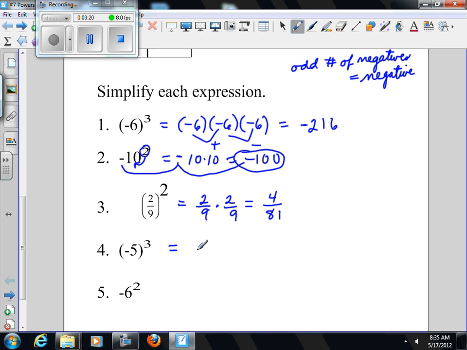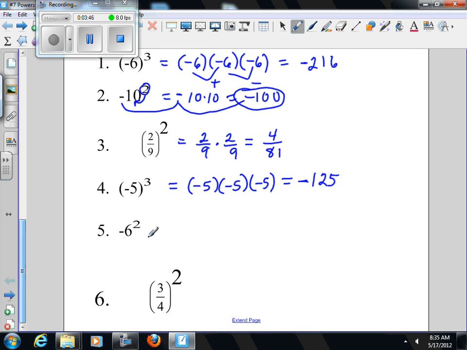Let's try this next one. We have negative 5 in parentheses to the third power. So we have negative 5 times negative 5 times negative 5. Because the negative's in parentheses, it's going to get multiplied each time. We have 3 negatives. That's an odd number, so that's going to make our answer negative. And then we're going to say 5 times 5 times 5, which gives us 125. So we get negative 125.